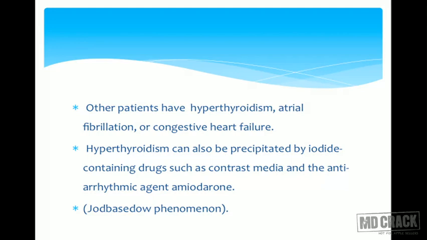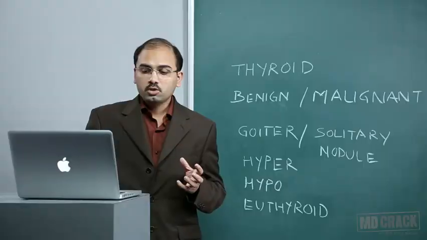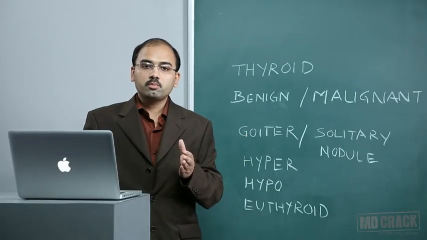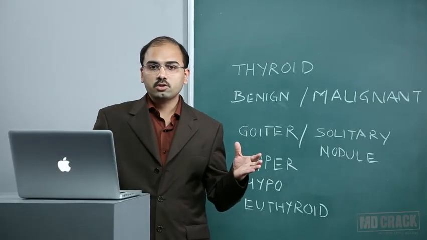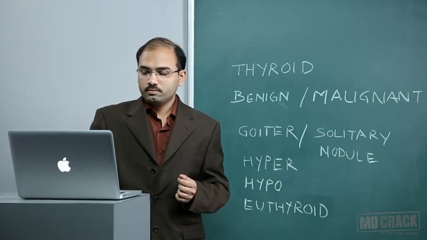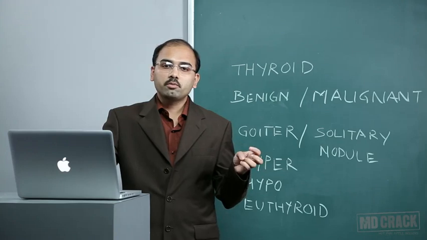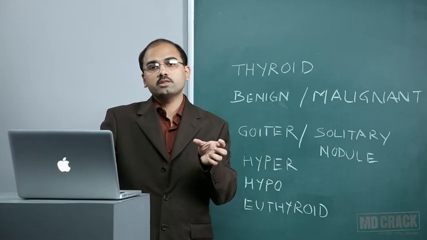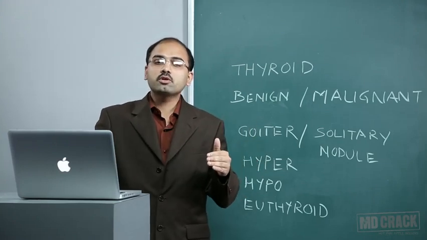Hyperthyroidism can also be precipitated by iodine-containing drugs such as contrast media or the antiarrhythmic drug amiodarone. Whenever you get hyperthyroidism after giving iodine-containing drugs or iodine, it is called the Jod-Basedow phenomenon. It is a very important point, because the Jod-Basedow phenomenon is seen after iodine; if you are given choices, you have to pick accordingly.